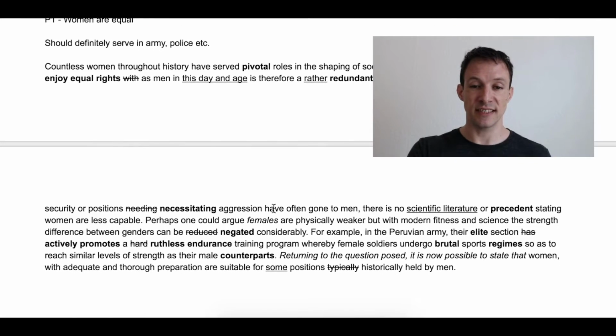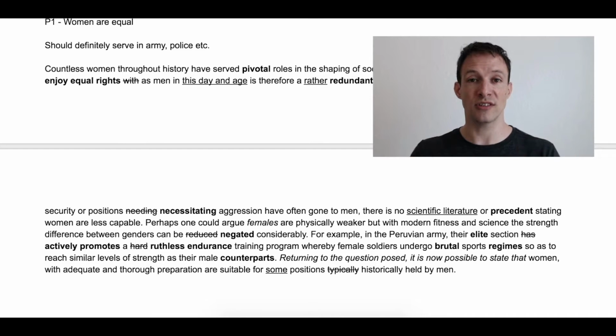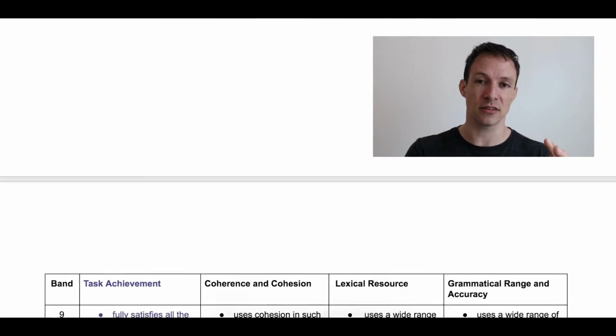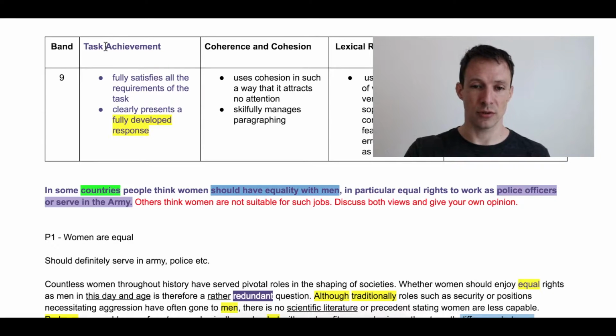So, as you can see here, we've got the paragraph. I'm not going to focus on this, but if you pause the video, you can see where I've upgraded the language and I've tried to make it more sophisticated using more advanced structures. We'll go into this in more detail later, using less common vocabulary or grammatical constructions. So this is what I wanted to show you.